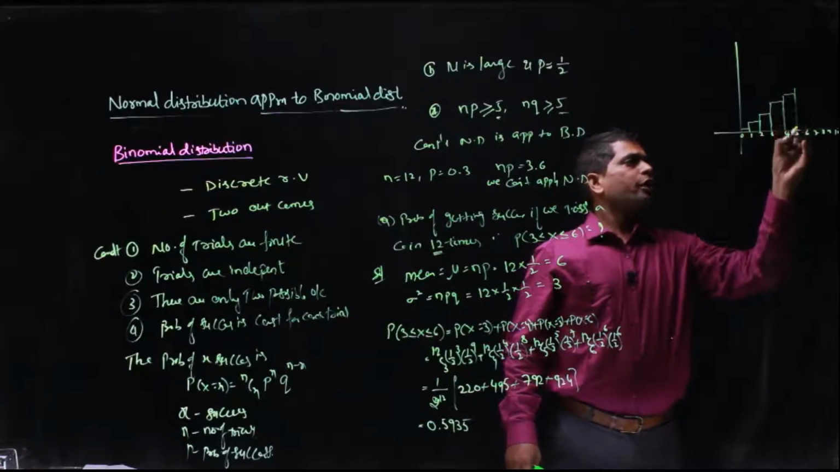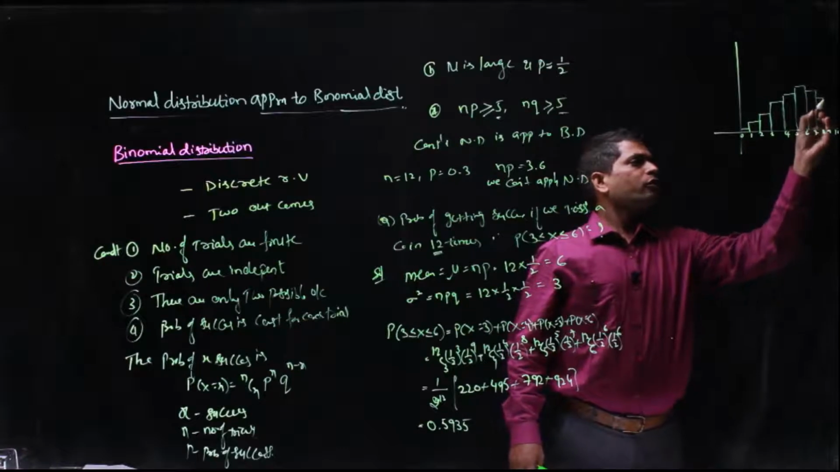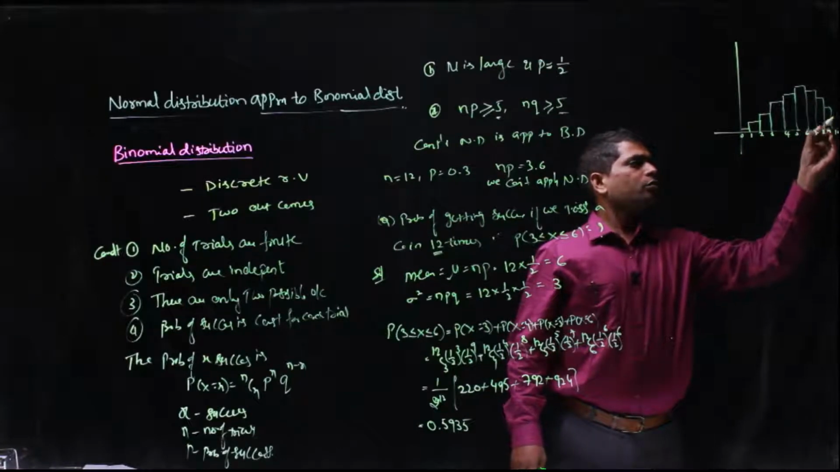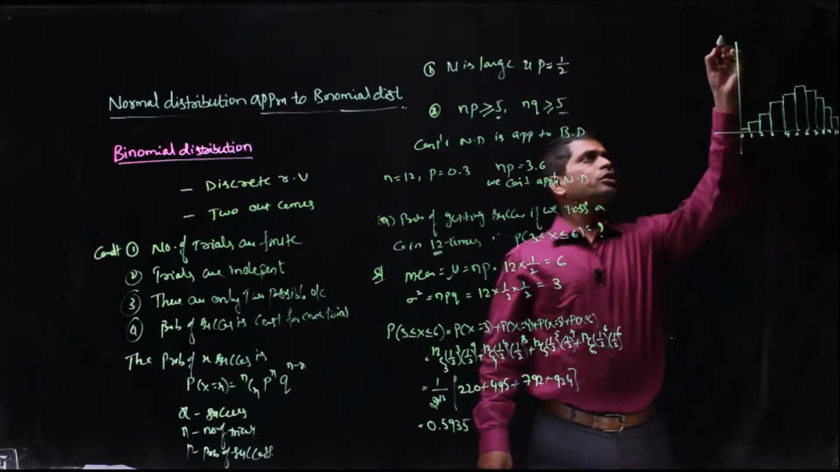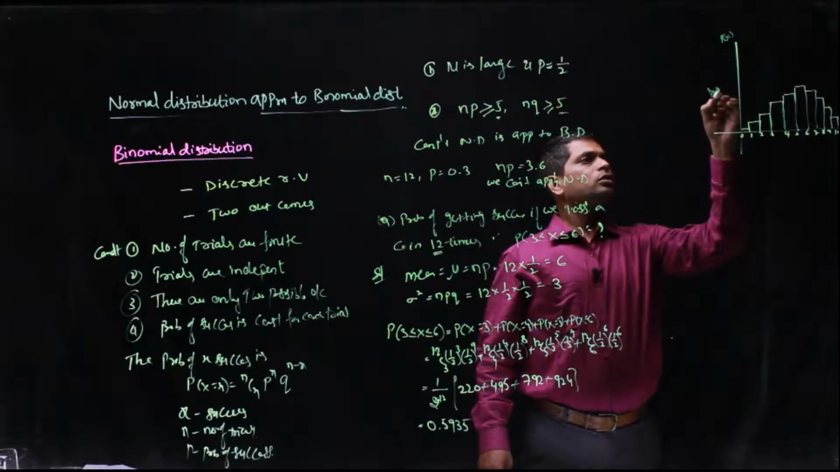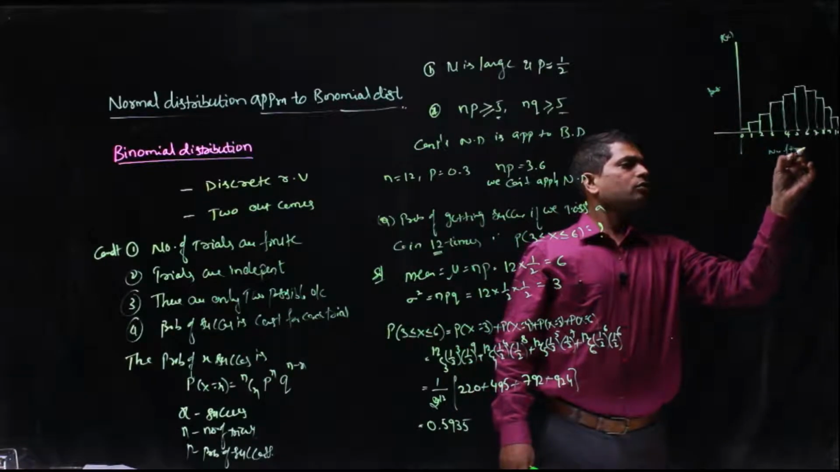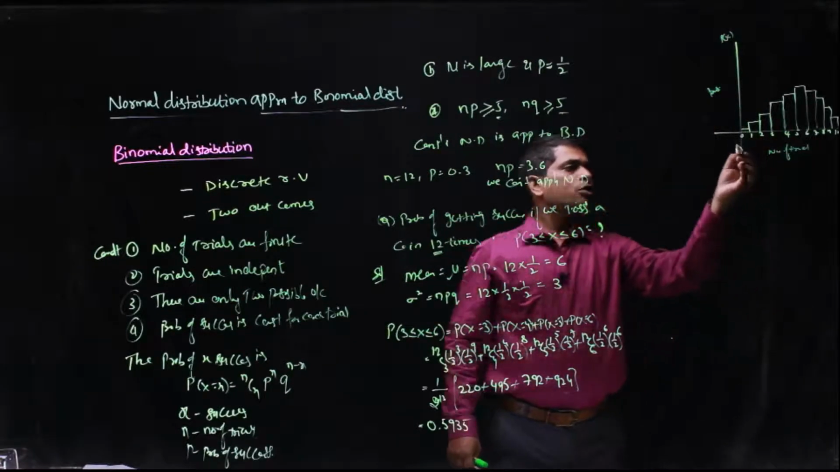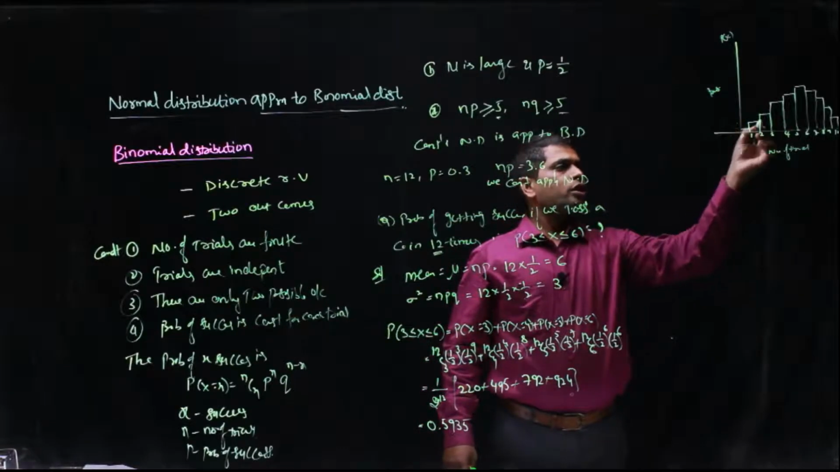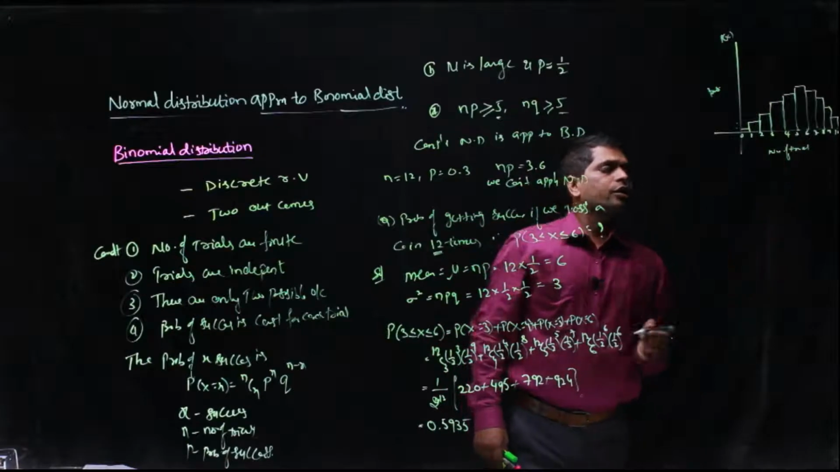So this is a binomial distribution. If you find the probability, this is x and this is p of x, the probability. For x equal to 0, what is the probability; x equal to 1, what is the probability; x equal to 2, what is the probability; similarly in this way. So here I got these values.